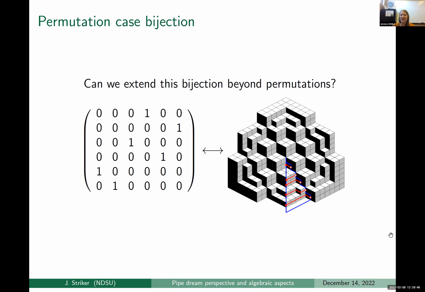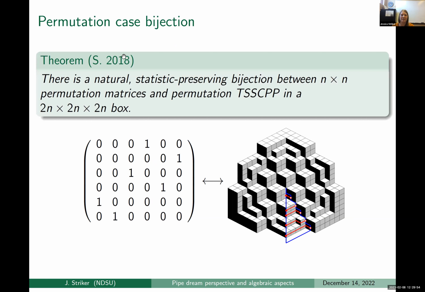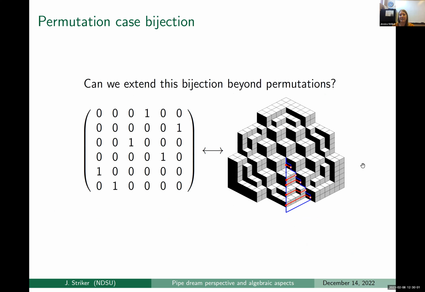And the question is, can we extend this bijection beyond permutations? And the answer for a long time was no. I knew about this bijection. It just took a while to write up the whole paper because I added some stuff to it. I've known about this bijection for like 10 years, and I had no idea how to extend it beyond permutations.